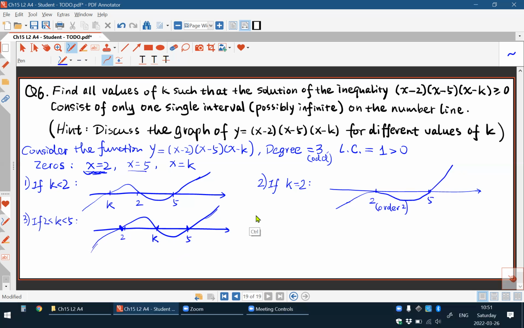Okay. So how about the fourth case? Fourth case is if k is exactly 5, right? Can you try to sketch when k is exactly 5? If it's exactly 5, there will be only 2 zeros. And remember that the end behavior always looks like this, right? So it will go all the way to the first zero. Then which way should I go? This way or this way? Up or down?